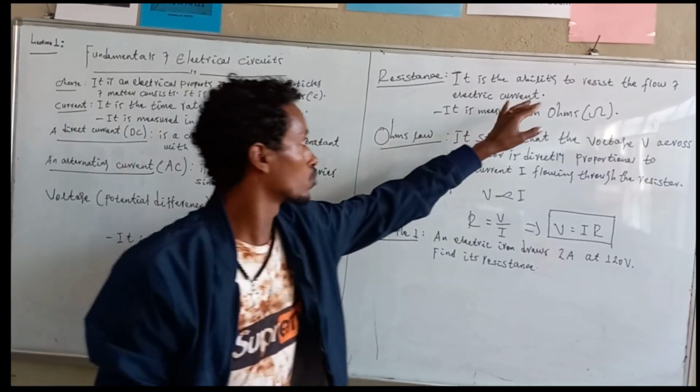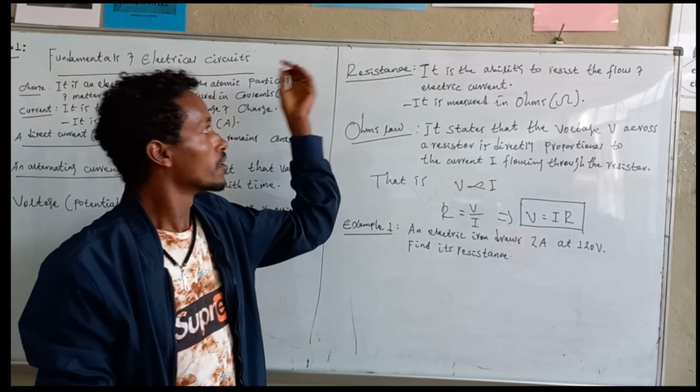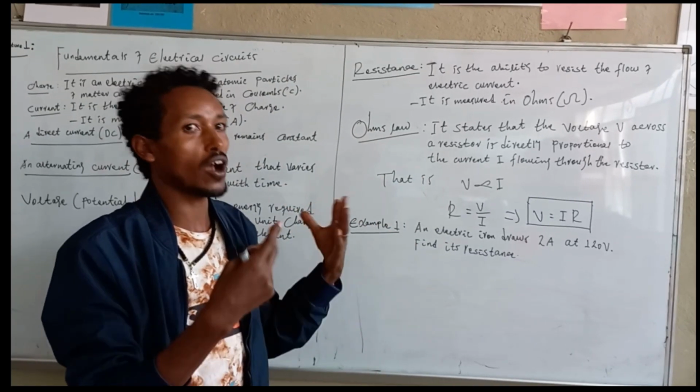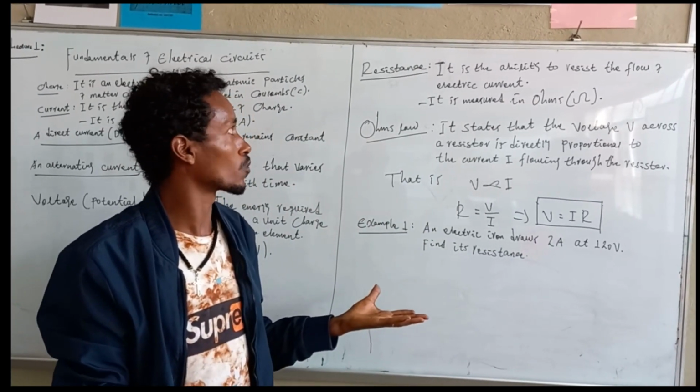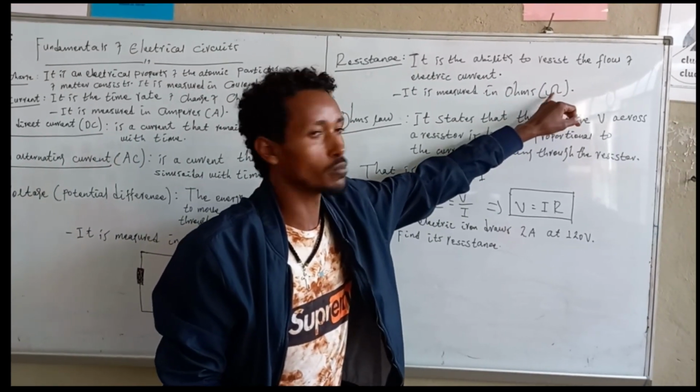The other parameter is resistance. It is the ability to resist the flow of electric current. Resistance opposes the flow of electricity. It is measured in ohms, and the symbol is as shown.